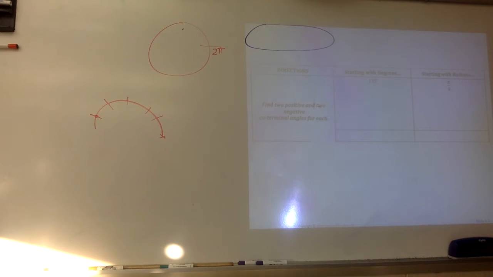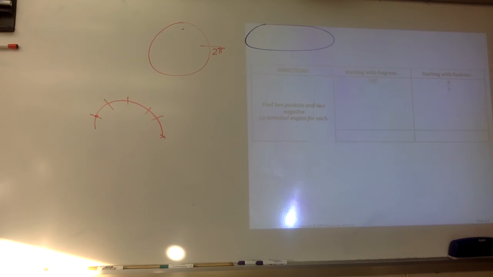All right. Find 2 positive and 2 negative coterminal angles. Okay, nuts and bolts. 135. I want 2 more positives. So what do I add to 135? Okay, take out your calculator. We can use our calculator. Thank you, Mrs. Connor. Yes.